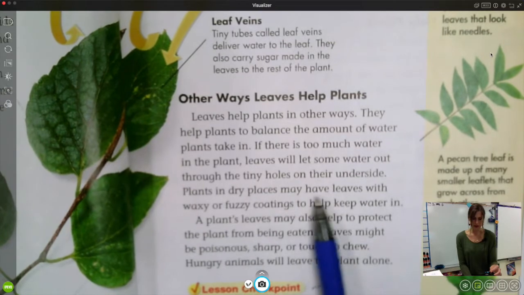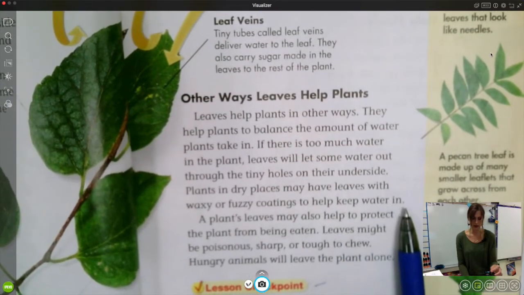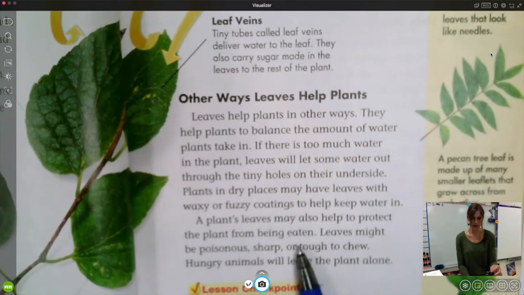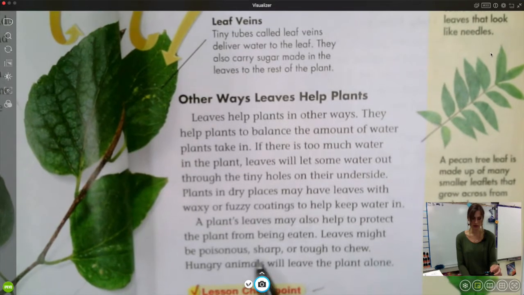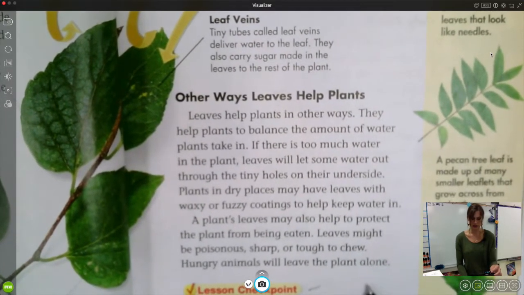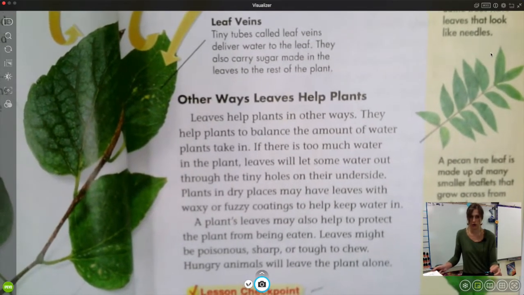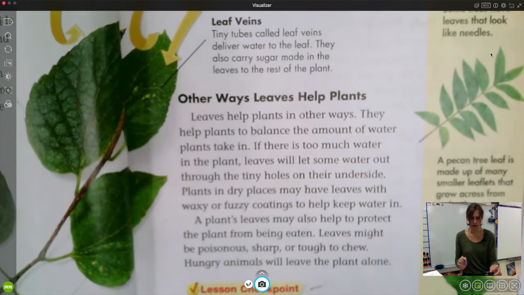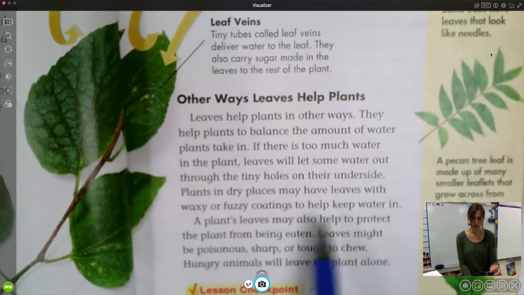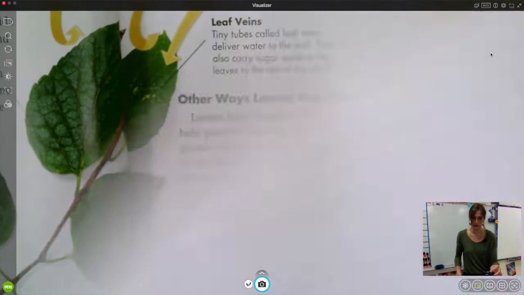Plants in dry places may have leaves with wax or fuzzy coating to help keep water in. Plants' leaves may also help protect the plant from being eaten. Leaves might be poisonous, sharp, or tough to chew. Hungry animals will leave the plant alone. So it's protection also. So we got 3 more ways that leaves help a plant. 1, balance the amount of water. 2, keep water in. 3, protect the plant.